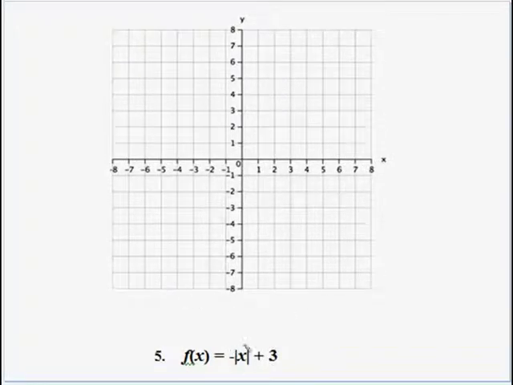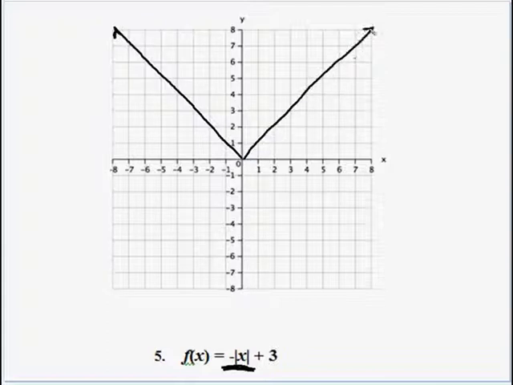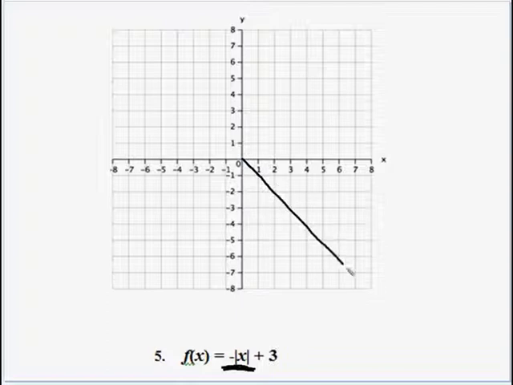Now here's sort of a twofer. The first thing I see here is my absolute value of x. So if I want to think, okay, I got my basic absolute value function would be right here. The negative outside the bars is going to flip us over the x-axis. So now this graph above is going to be shifted to quadrants 3 and 4. So the first thing, that negative outside the absolute value of x turned our graph upside down. Now we have plus 3. Now it's going to shift our graph up 3 units.